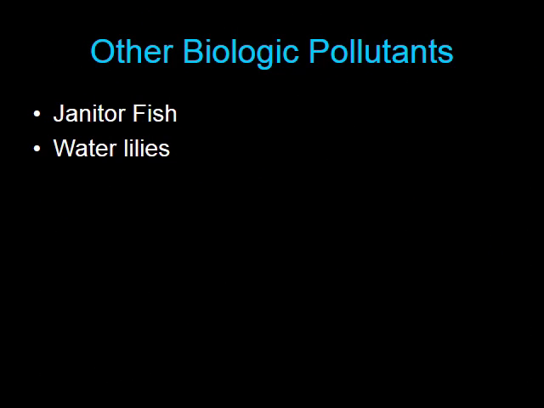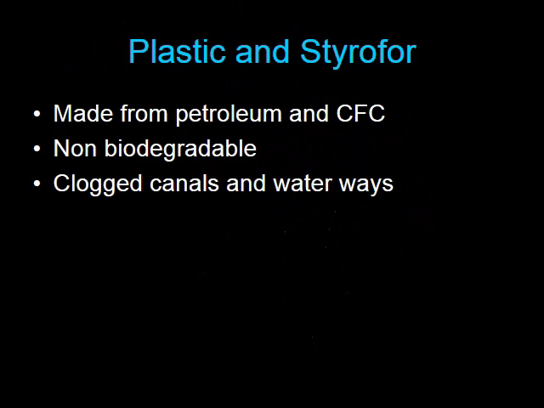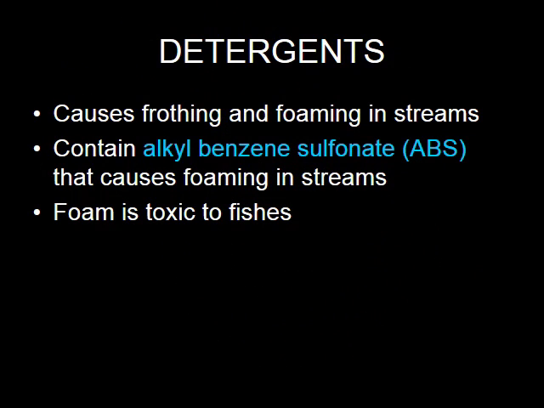Okay, we have other biologic pollutant. We have janitor fish and the water lily. So please discuss among yourselves how janitor fish and water lilies becomes a problem. What are the negative effects brought about by these two organisms in the aquatic ecosystem? Okay, we have plastic and styrofoams. These are very self-explanatory. They are non-biodegradable, so then they can clog waterways and canals.